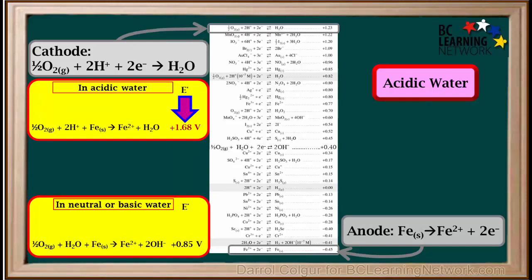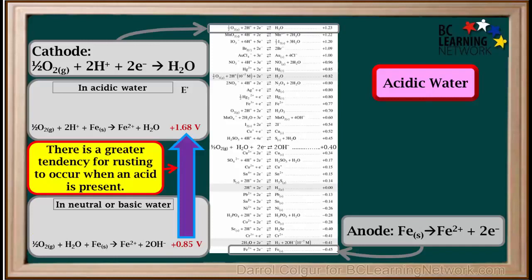We see that the overall cell potential for the reaction in acidic water is 1.68 volts. It is significantly higher than the overall cell potential in neutral or basic water, which is only 0.85 volts. This means there is a greater tendency for rusting of iron to occur when an acid is present than when it's not. In acidic conditions, iron tends to rust more readily.